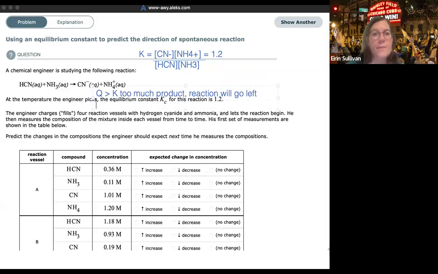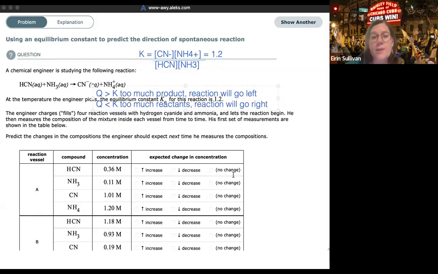On the flip side of that, okay, say I have too much hydrocyanic acid and too much ammonia, that's going to make the number on the bottom, on the denominator of my equilibrium constant expression, too big. So Q is going to end up being less than 1.2, okay? So my value of my reaction quotient being less than K, so in this case less than 1.2, I've got too much reactants. Reaction will go right, okay, because we need to use up those excess reactants and make more products in order to get to equilibrium.